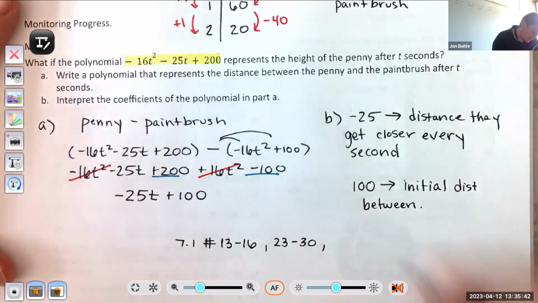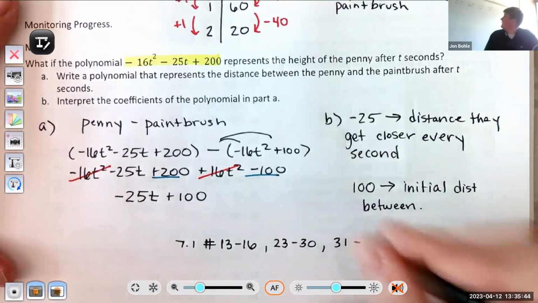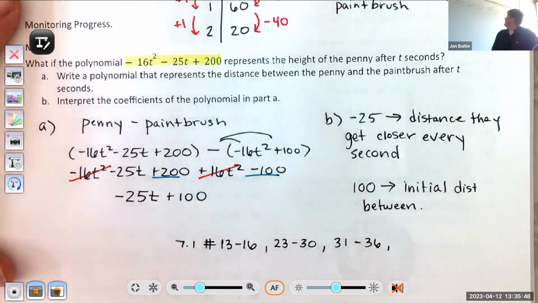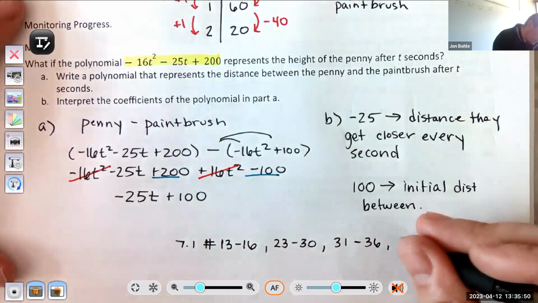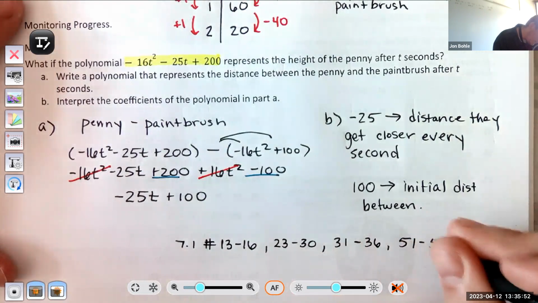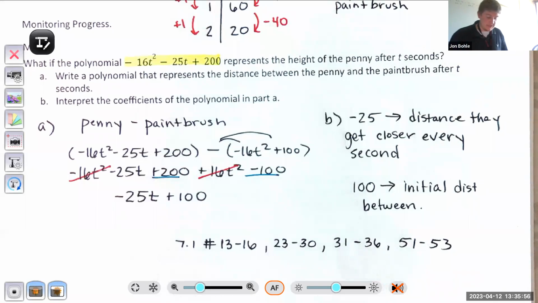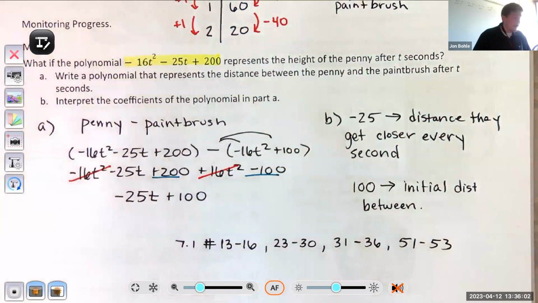Okay, next one's going to be 31 through 36, which is subtraction problems. And then lastly, we have some word problems here, 51 through 53. So those are your practice problems before your learning targets. Go ahead and use those as some additional practice before you put your knowledge to the test.